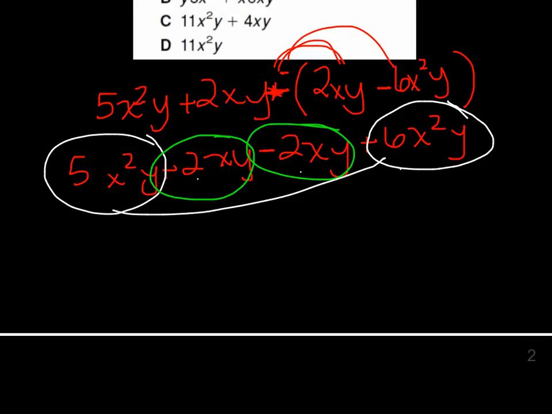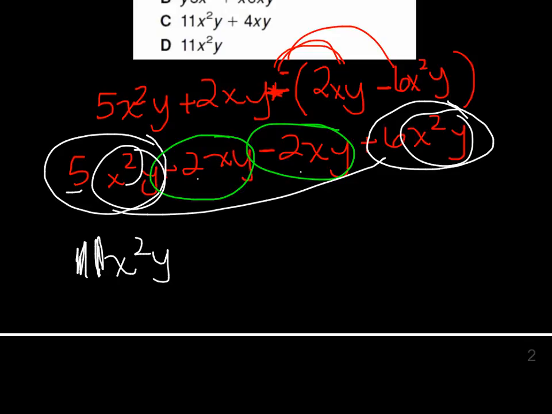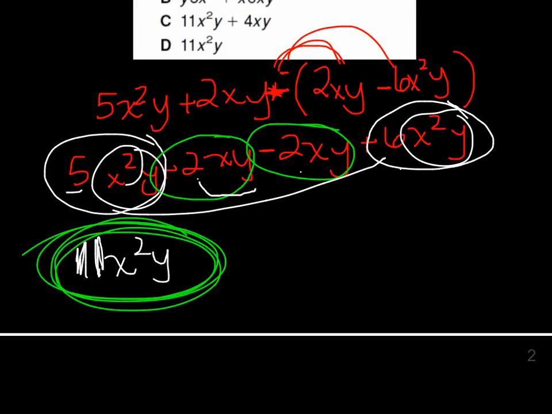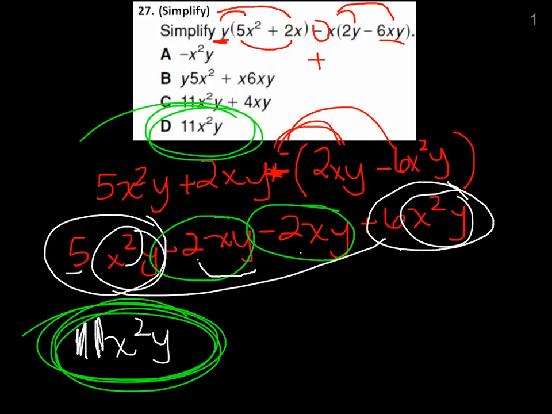Alright, so when we combine these, we get 5x squared y plus 6x squared y is going to be 11x squared y. Remember that you can't multiply. It's not going to be x fourth y or anything like that, because that would mean we're multiplying these two, which we're not. It's just saying there's 5 of something, and here there's 6 of something, and we're adding them together. Make 11 of something. Alright, and then we have plus 2xy and minus 2xy, which ends up being 0. So actually, this is our answer, 11x squared y, which is D.